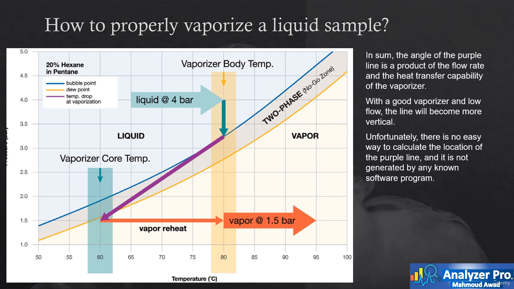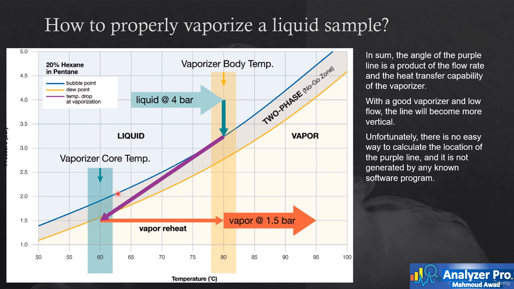In sum, the angle of the purple line is a product of the flow rate and the heat transfer capability of the vaporizer. With a good vaporizer and low flow, the line will become more vertical. Unfortunately, there is no easy way to calculate the location of the purple line, and it is not generated by any known software program. As a result, vaporization involves some approximation.